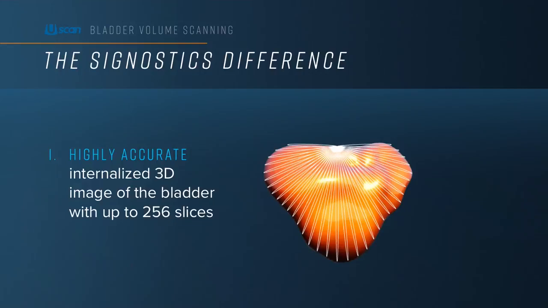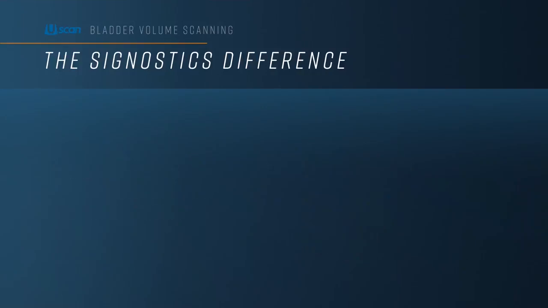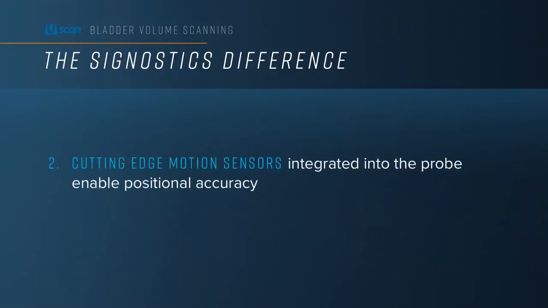The USCAN is able to internalize and see the bladder as a 3-dimensional structure. By employing up to 256 slices through the urinary bladder, as compared to only 8 to 12 from traditional point-and-shoot scanners, the USCAN is in an accuracy class by itself. Positional accuracy is key to USCAN's ability to internalize a 3D image. This is accomplished by cutting-edge motion sensors integrated into the architecture of the USCAN device.